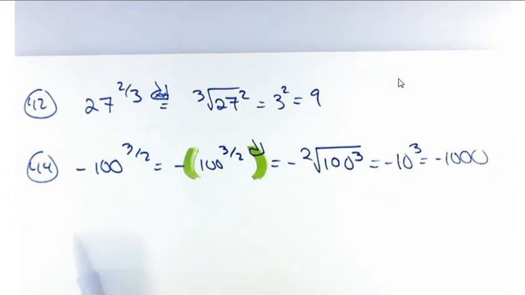Say again? That's what I got, was a negative 1,000. Perfect. You should get negative 1,000 when you do that one.